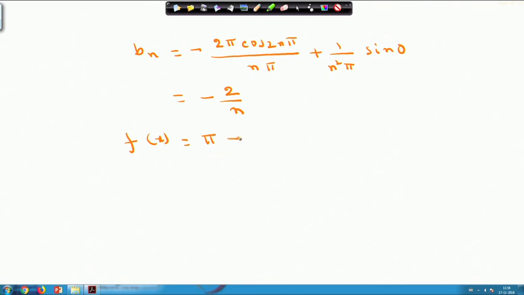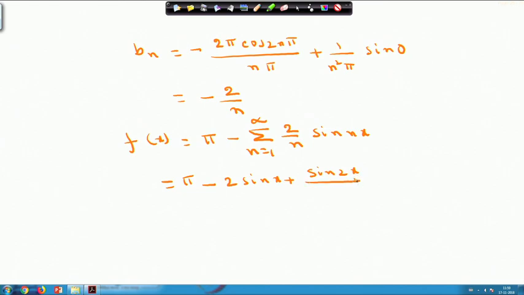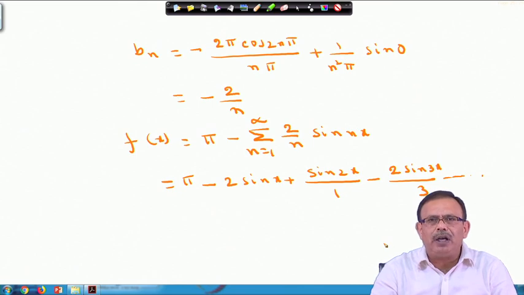So, it will be pi minus summation n equals 1 to infinity of b n sin n x, where b n is minus 2 by n. So, it is 2 by n into sin n x. If I expand it, I will obtain minus twice sin x plus sin 2 x by 1 minus 2 sin 3 x by 3, and like this way it will continue. So, once I am getting a naught, a n and b n, I can expand the function in this series.